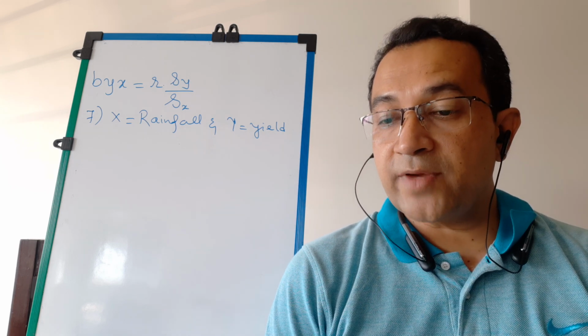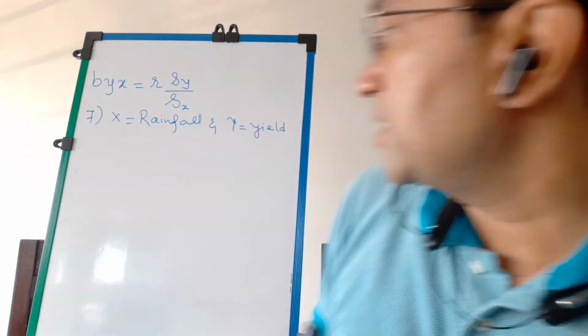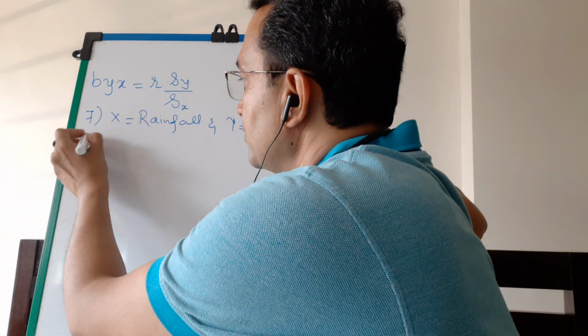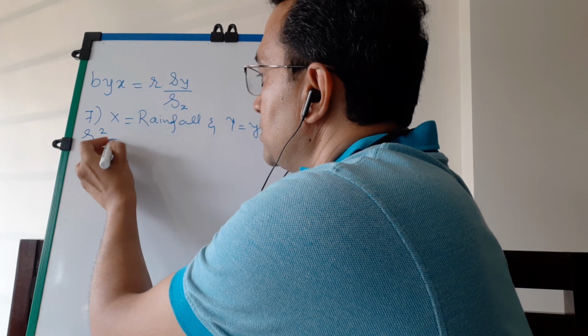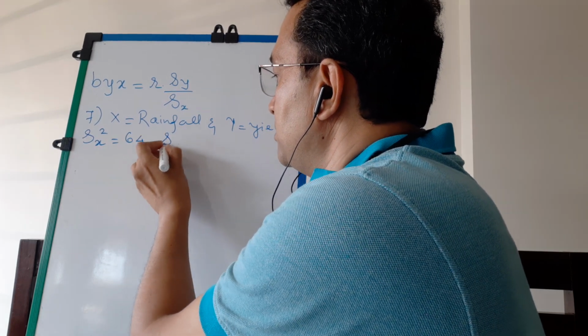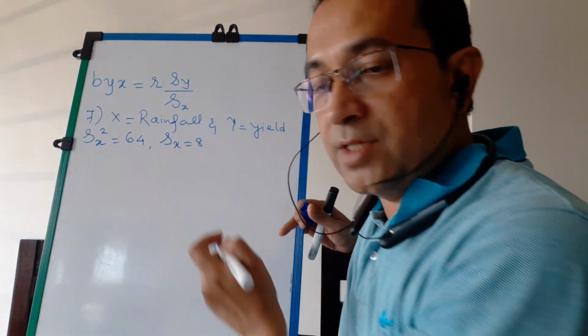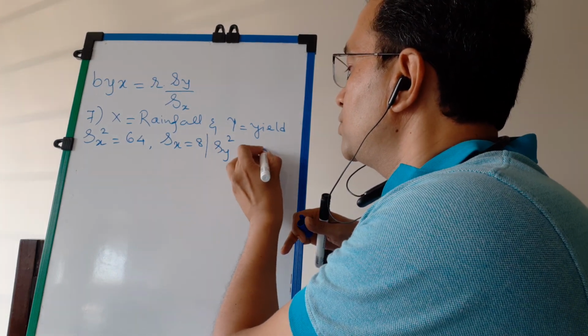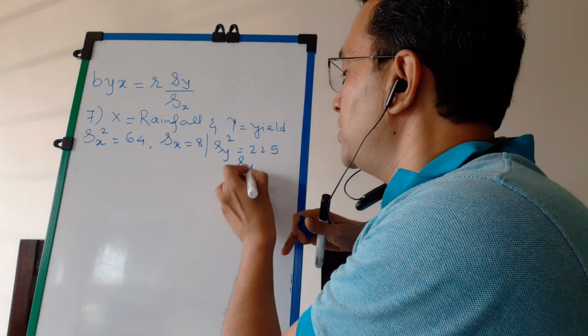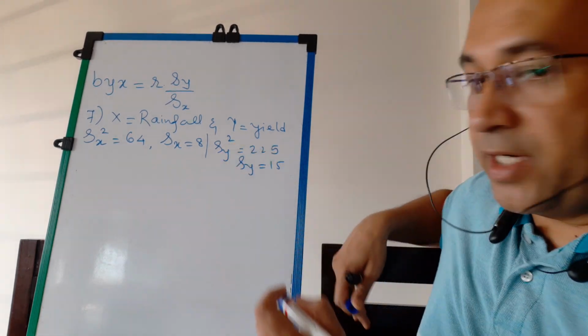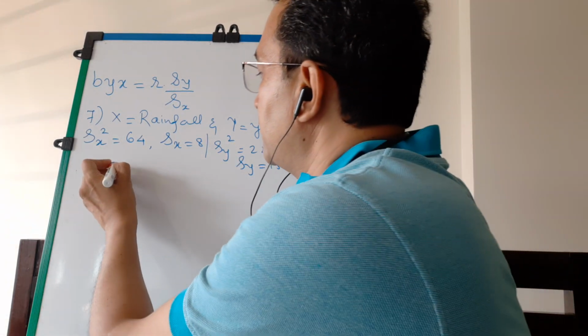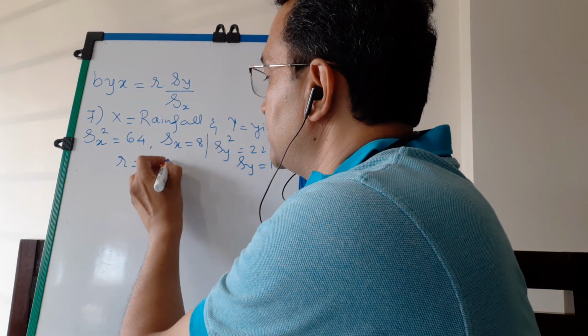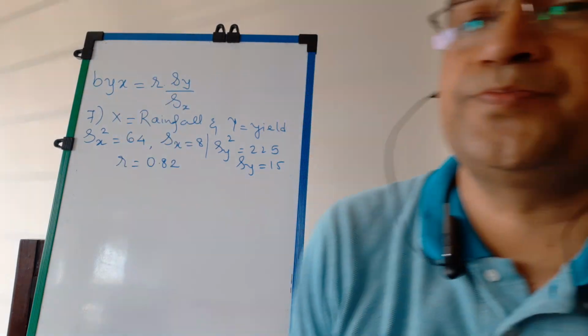Now variance of x is 64, means sx square is 64, so this implies sx is 8. Variance of y is 225, students. This implies standard deviation of y is 15. And of course r is given as 0.82.